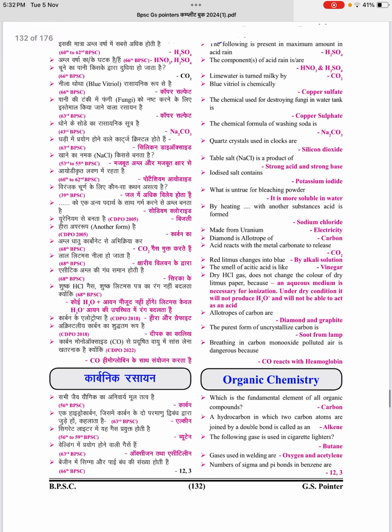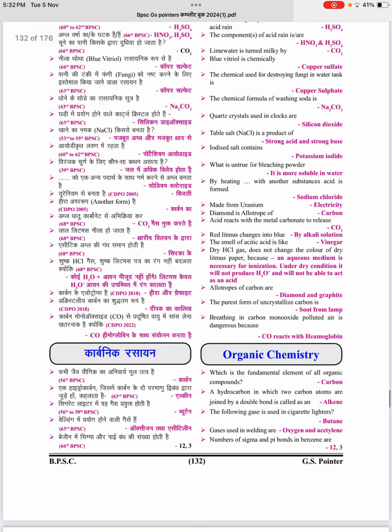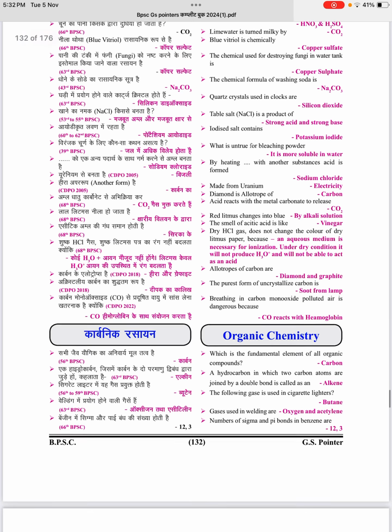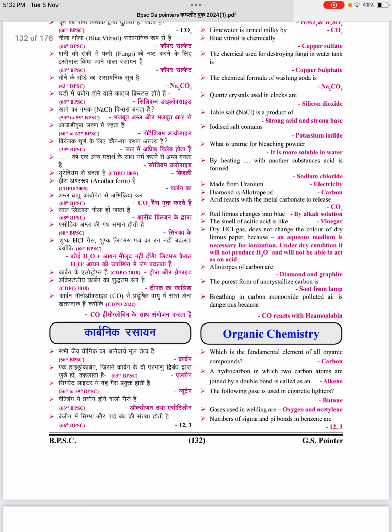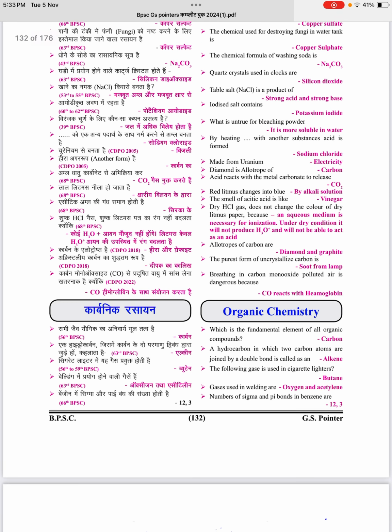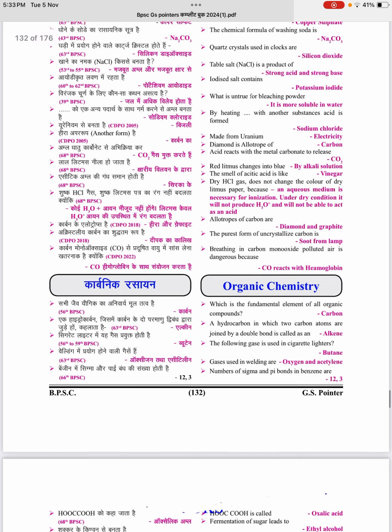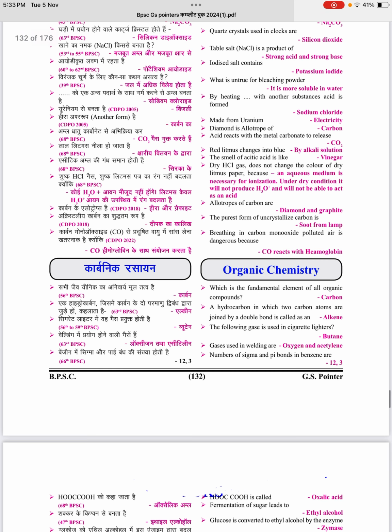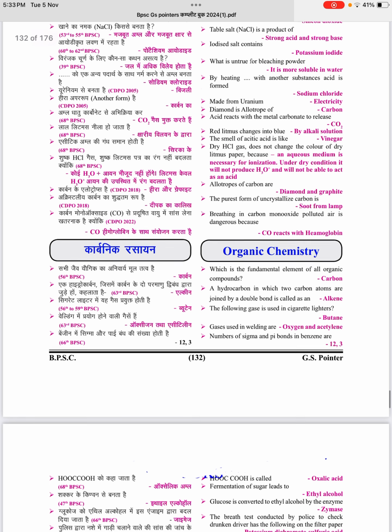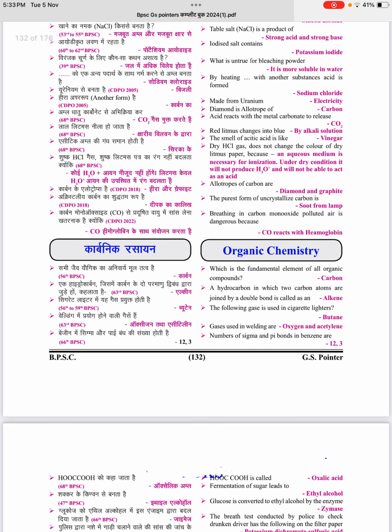Lime water is turned milky by carbon dioxide. Blue vitriol is chemically copper sulfate. The chemical used for destroying fungi in a water tank is copper sulfate. The chemical formula of washing soda is Na2CO3 and baking soda is NaHCO3. Quartz crystals used in clocks are silicon dioxide. Table salt, NaCl, is a product of a strong acid and a strong base by neutralization reaction. Iodized salt contains potassium iodide.